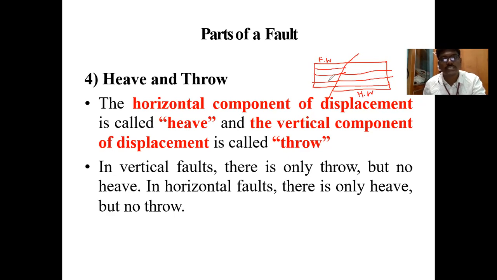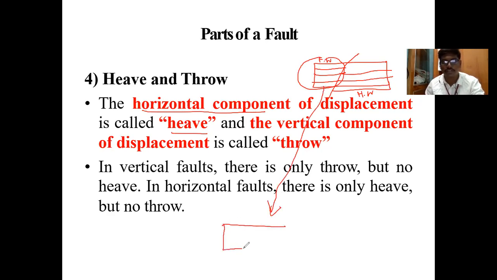So how do we say which is heave and which is throw? Always remember, the horizontal component of displacement is considered the heave. If I take only this block, you can simply draw it in this way. So what is the horizontal portion? This is my horizontal portion, which is the heave. And this is my vertical portion, which will be my throw.